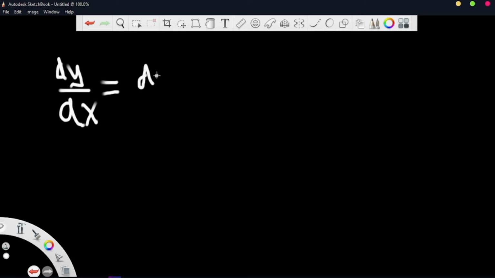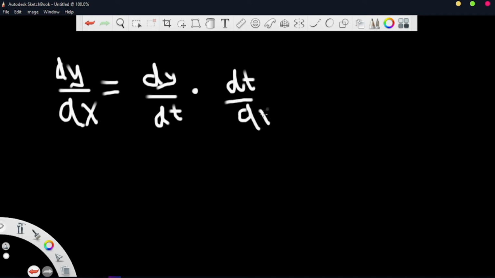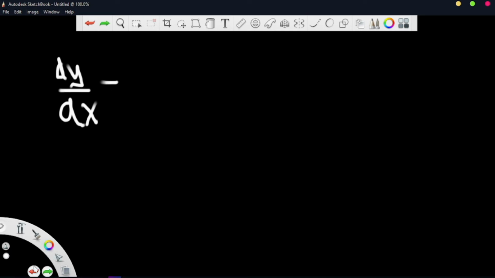If I wanted, I can say dy, sorry, let me just write my dy properly, I can simply say dy over dt times dt over dx. Notice that these are the same. The dt and the dt will just simply cancel each other out. That's just something I thought we should go over. So that's basically it about the implicit function.